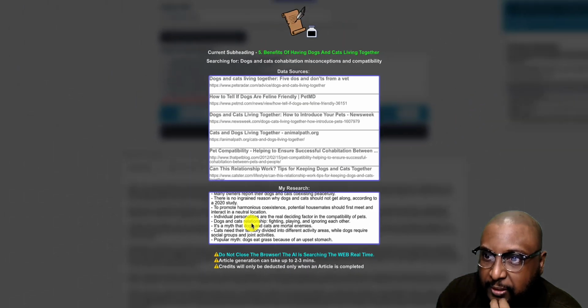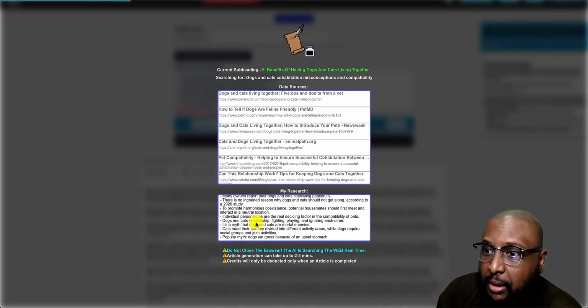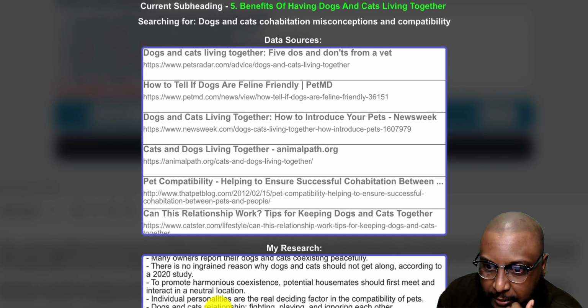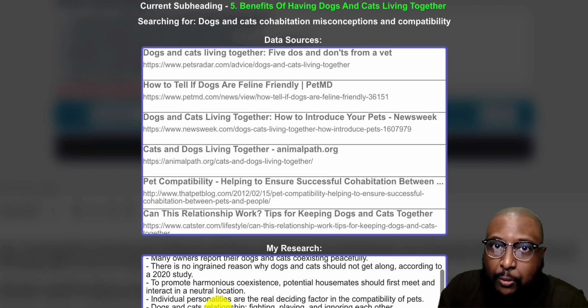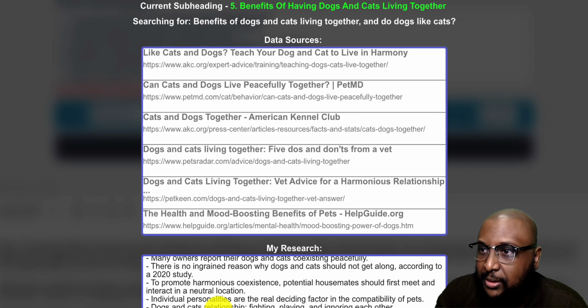Now it's on benefits of having dogs and cats living together. Let's see, data sources: Pets Radar, PetMD, Newsweek, Animal Path, the Pet Blog. It's almost like having your own personal research assistant who goes out there and just gathers all kinds of information. So I'm kind of excited to see what kind of article it puts together.